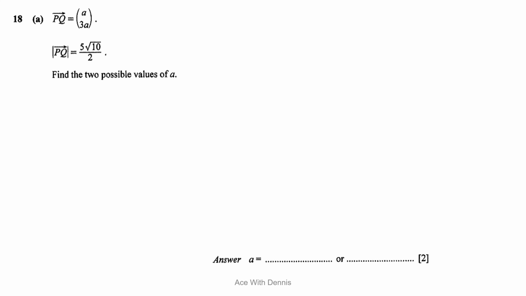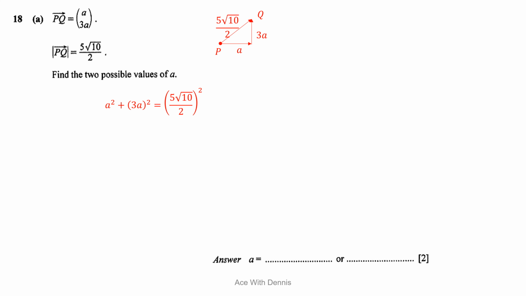Question 18a. Vector PQ equals a, 3a. Magnitude of vector PQ equals 5 square root of 10 over 2. Find the two possible values of a. 2 marks. So to illustrate this vector, it will start with point P and end with point Q. In the x direction, the vector is a, and in the y direction, the vector is 3a. The magnitude will be 5 square root of 10 over 2.